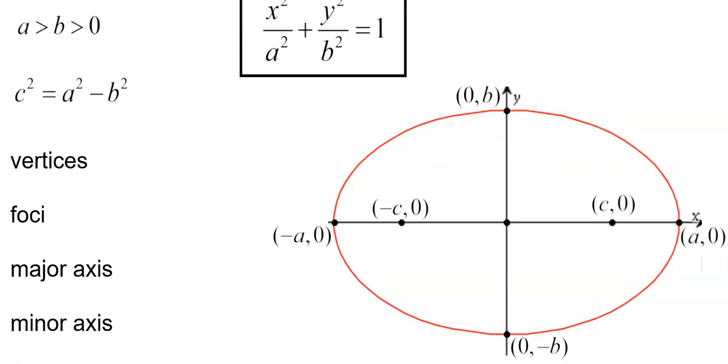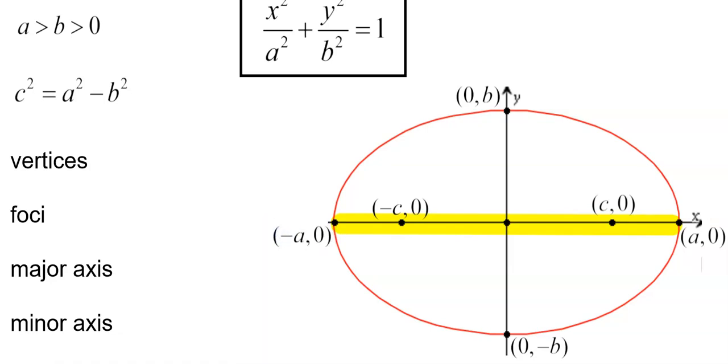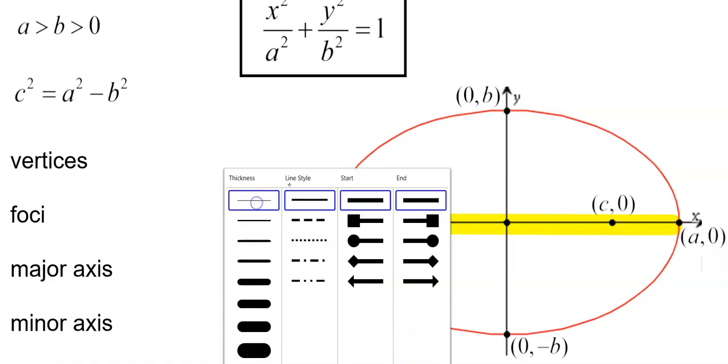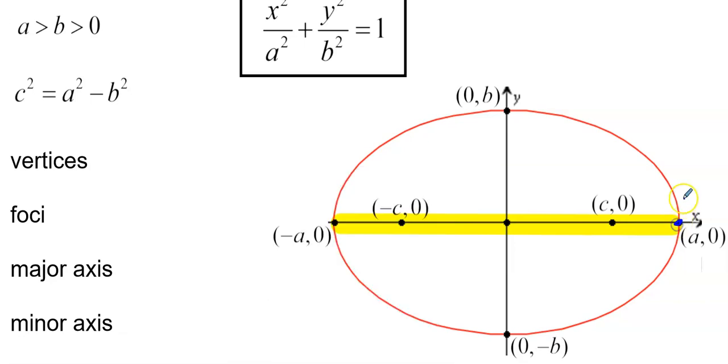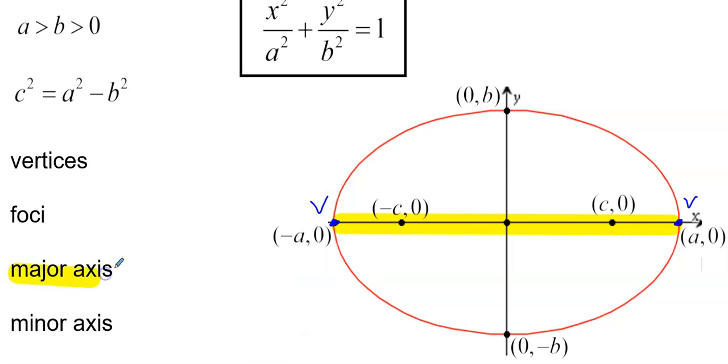So let's talk about the figure first here. The distance from this point to that point is the major axis. You can tell this is a horizontal ellipse. This point right here is called the vertex, and this point right here is also a vertex. So again, the major axis there is the horizontal axis because it's longer than it is tall here.